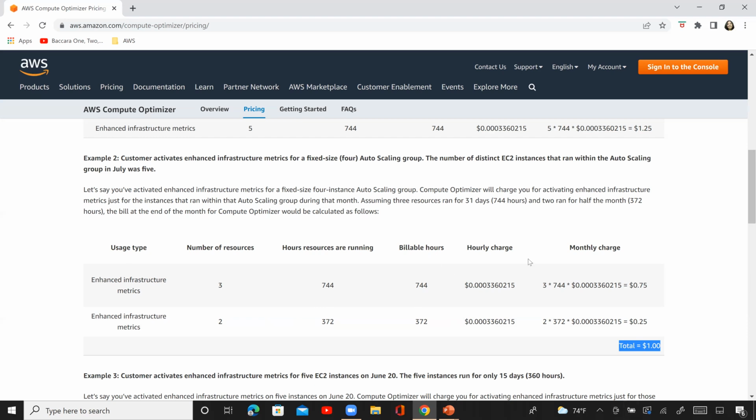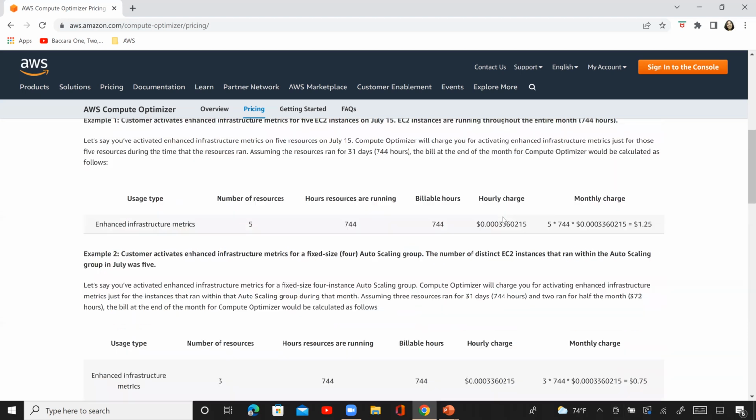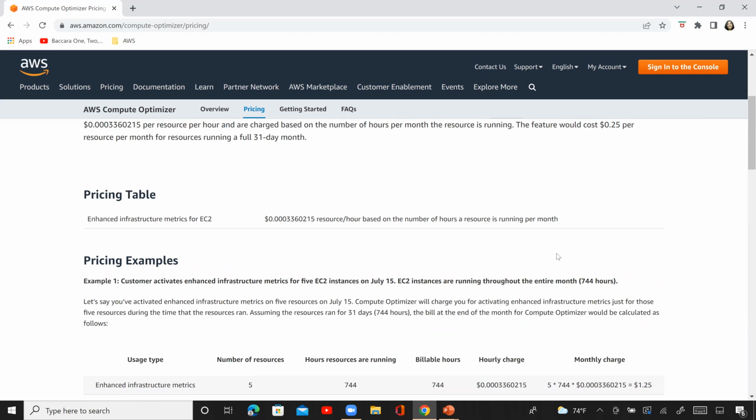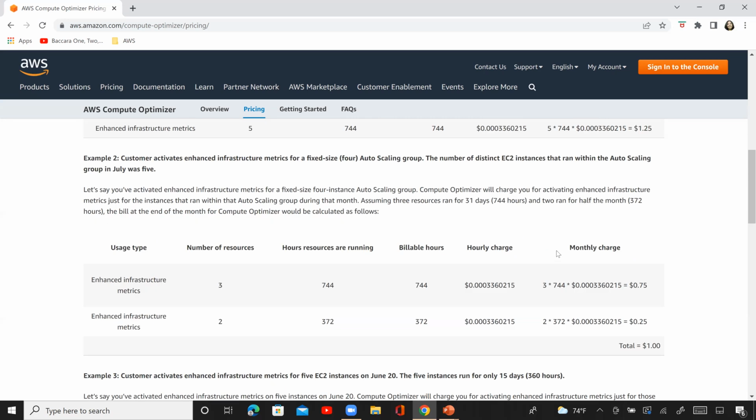And if you just want to start, I would recommend starting with the default version for 14 days. You might get a lot of help with just the default feature itself. And if you have certain auto scaling groups or a significant number of EC2s running, you can definitely go for the enhanced infrastructure metrics option as well.